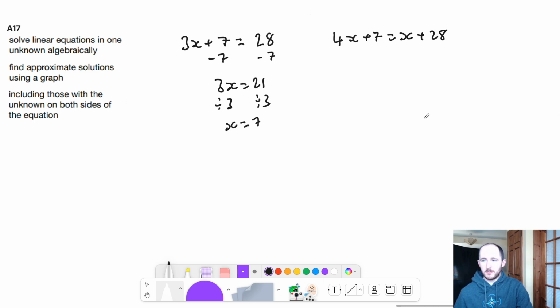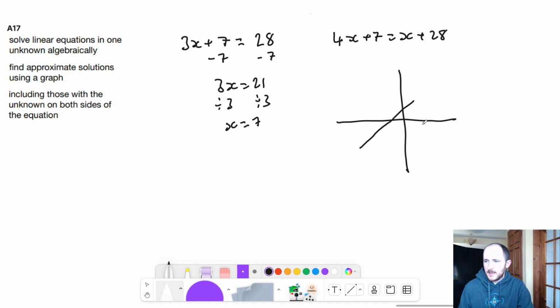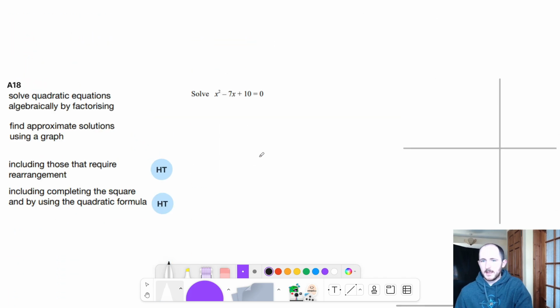Finding solutions using a graph, again, they can give you a graph which has a straight line like this, and they may say, solve it when it equals 0, for instance, in which case you're just looking for the x-intercepts. We have done this in the previous parts, so hopefully that already makes sense from then.